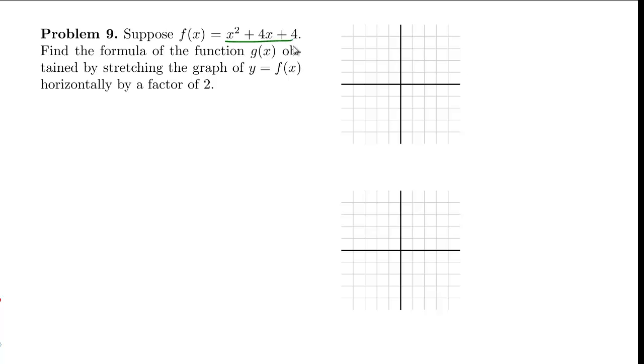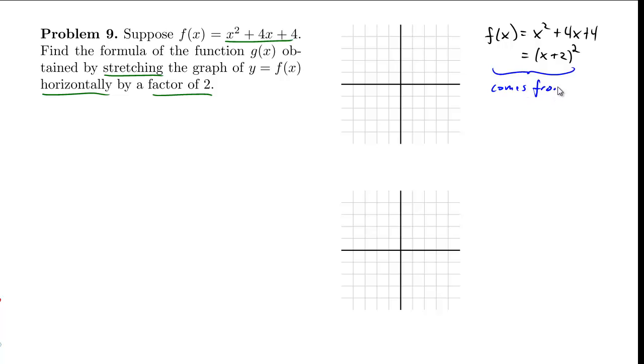Problem 9 asks us to stretch the graph f of x equals x squared plus 4x plus 4 horizontally by a factor of 2. First, we should draw this graph. If we factor f, we get f of x equals x plus 2 all squared. You can see that this is a horizontal translation of y equals x squared by 2 units to the left. We know it's 2 units to the left because we're adding 2 to x rather than subtracting 2. So here's our graph for f of x.